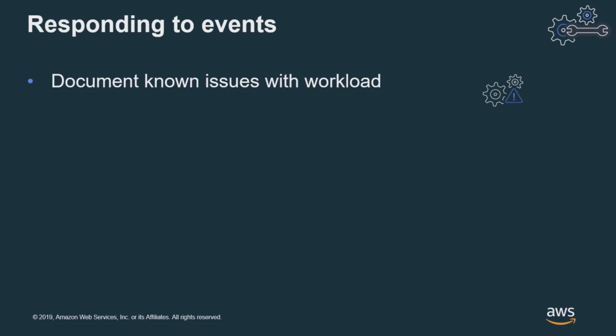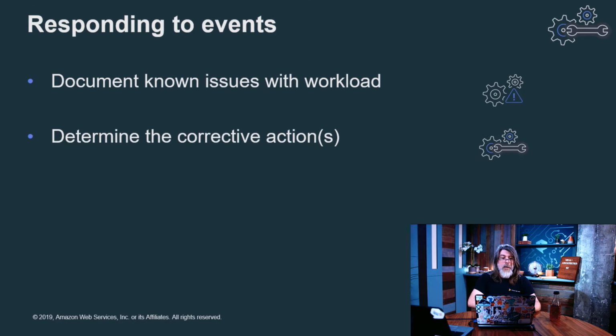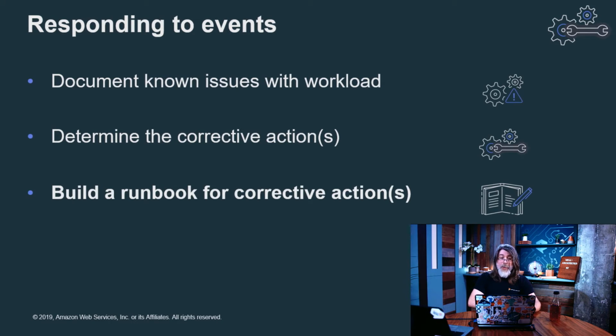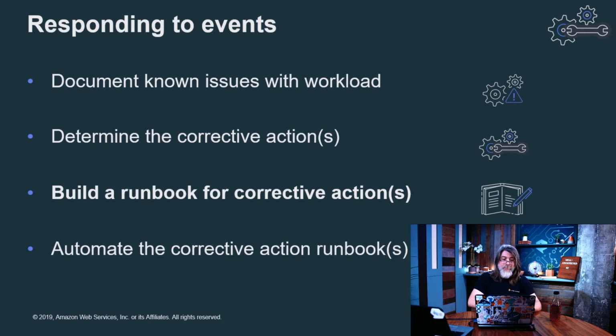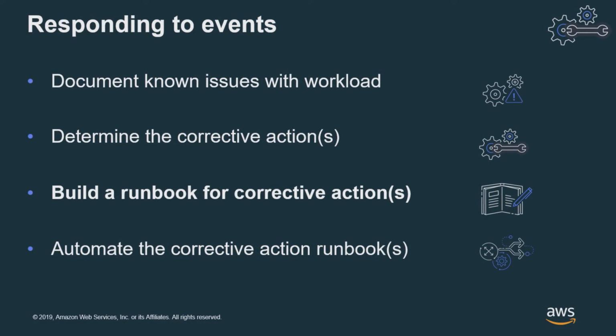Now, responding to events. Document known issues with your workloads. In this case, we know the developers don't have time to fix it. Everyone's aware of it. It's in the backlog. Determine the corrective actions. That's in our runbook. Build a runbook for the corrective action. We've already done that. And automate the corrective action, and automate those runbooks. Make it so that you don't have to get up at 3 a.m. I'm not a fan of it. I've had 2 pagers and 2 cell phones at the same time for different support reasons. And there's nothing better than checking your messages in the morning and finding out self-healing happened.